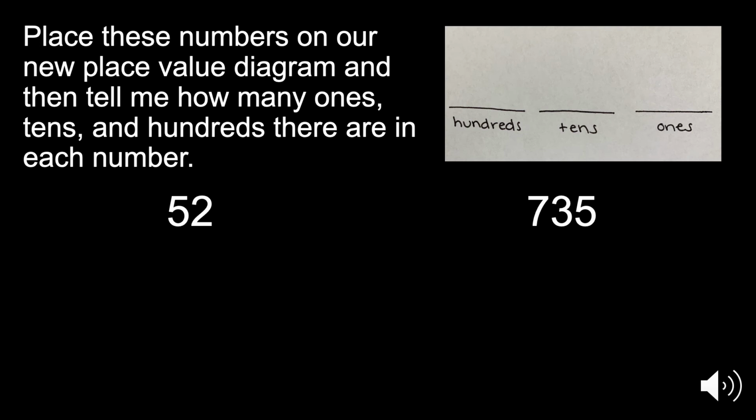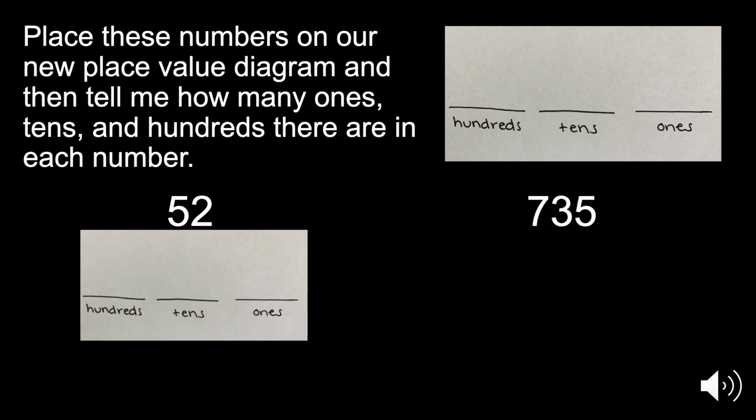Let's start with 52. First, we draw in our place value diagram. Then we're going to place 52 into it. Where should you put the 5? That's right, in the tens column. What about the 2? Yep, in the ones. How many tens and ones do we have? That's right. There are 2 ones and 5 tens.